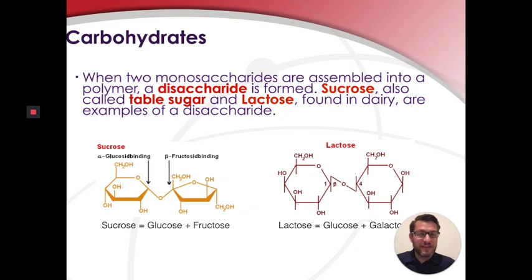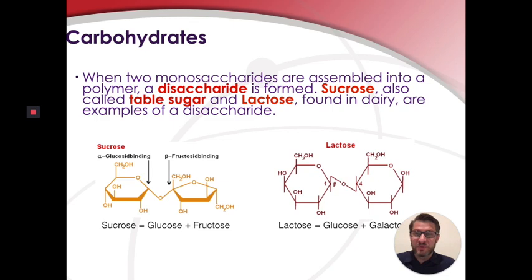Again, notice that ending, -ose. That's in reference to a carb. So lactose is made out of one glucose molecule and one galactose molecule. Lactose, as some of you already know, is a sugar that is found in dairy. Now, there are some people, like me, that are lactose intolerant, which means your body doesn't have a very easy time of digesting this sugar.